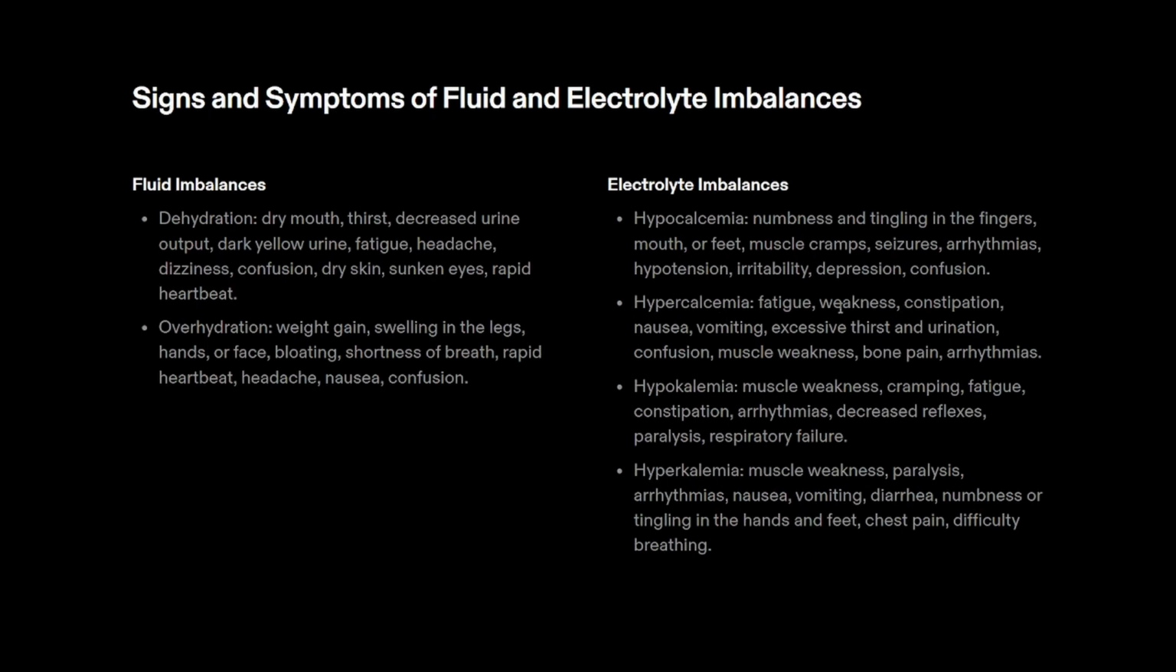So we can easily observe fatigue, weakness, constipation, nausea, vomiting, excessive thirst and urination, confusion, muscle weakness, bone pain, and arrhythmias. In case of decreased potassium levels, hypokalemia will be observed as muscle weakness, cramping, fatigue, constipation, and dysrhythmias, as we had seen earlier. These are all the symptoms that will be observed.